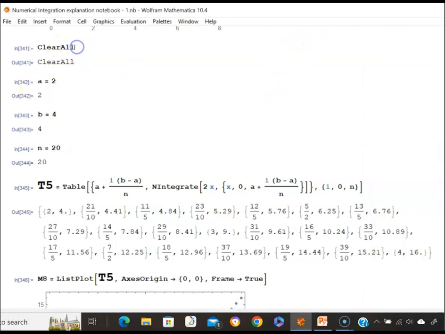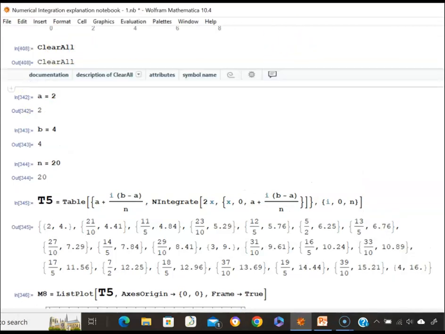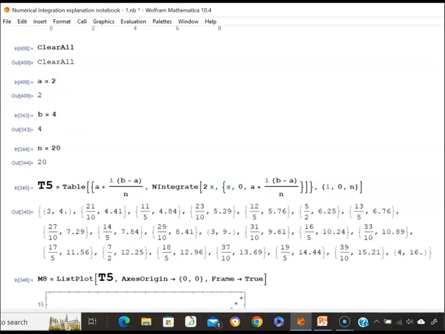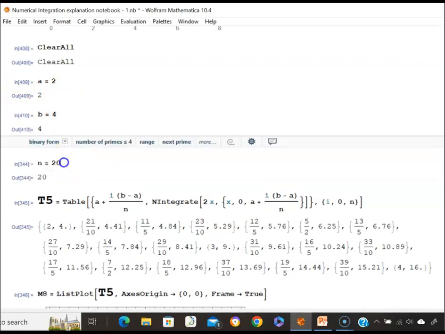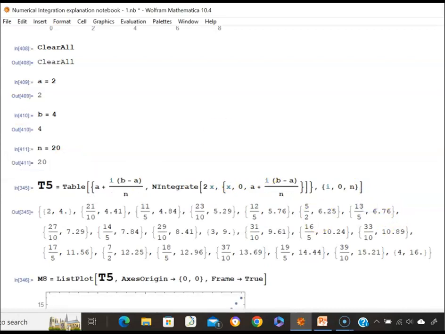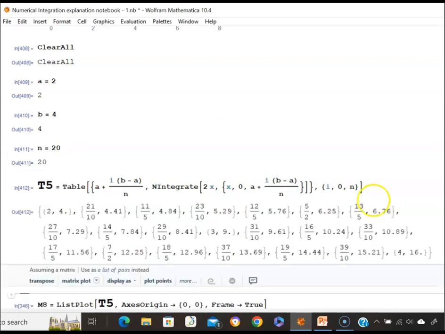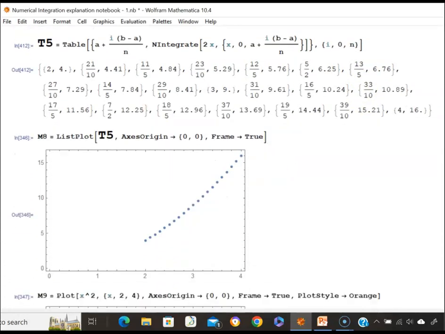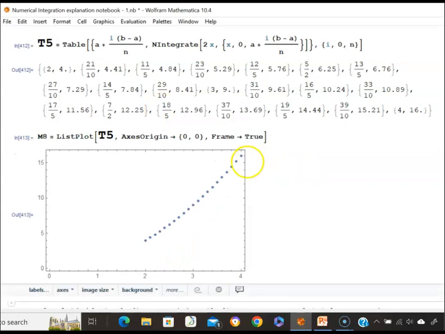Okay, so here, clear all means clear all the variables from memory. I'm now going to input a equals 2, b equals 4, n equals 20. I've given my table a name, T5 in this case. Out come the points. Now, let's list plot those points. There we go, 20 of them.